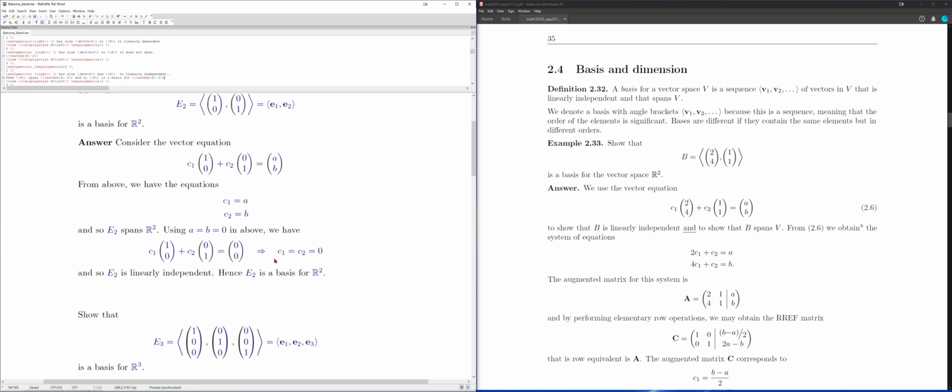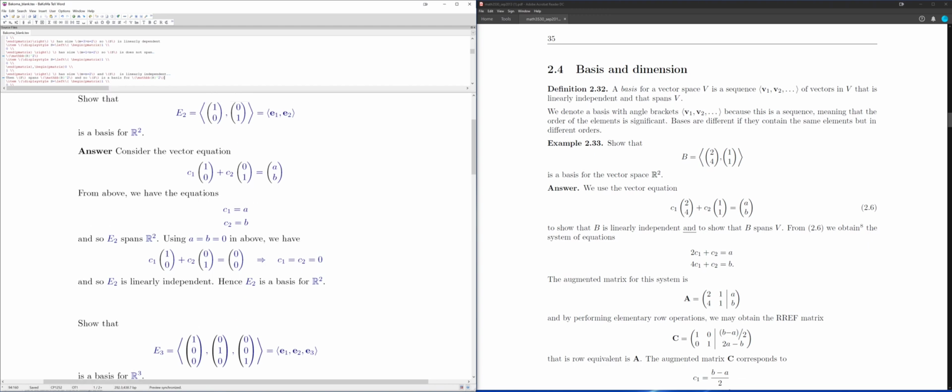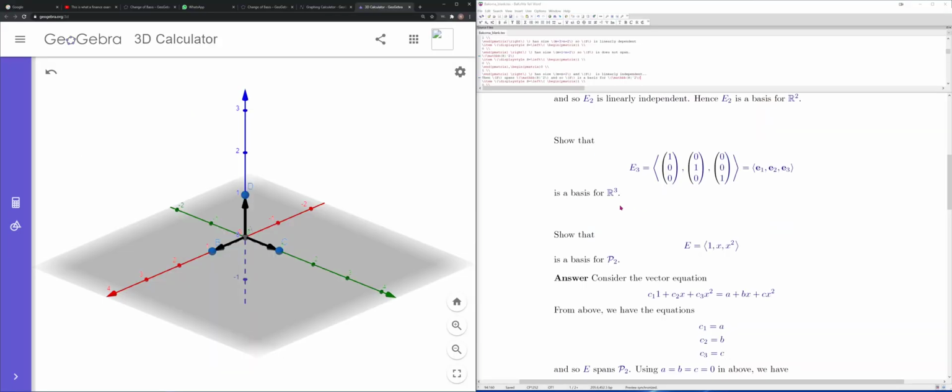Alright, so what I get is C1 and C2 must be 0, so this vector equation implies that the scalars must be equal to 0, so the vectors (1, 0) and (0, 1) are linearly independent. Okay, so vectors (1, 0) and (0, 1) are linearly independent and they span R2, and hence they are a basis for R2. Okay, so we could consider a three-dimensional vector space now.